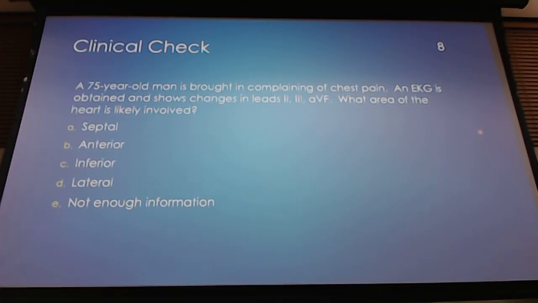All right, you've got a 75-year-old male coming in, chest pain. EKG says there's changes in 2, 3, and AVF. What part of the heart are we looking at?